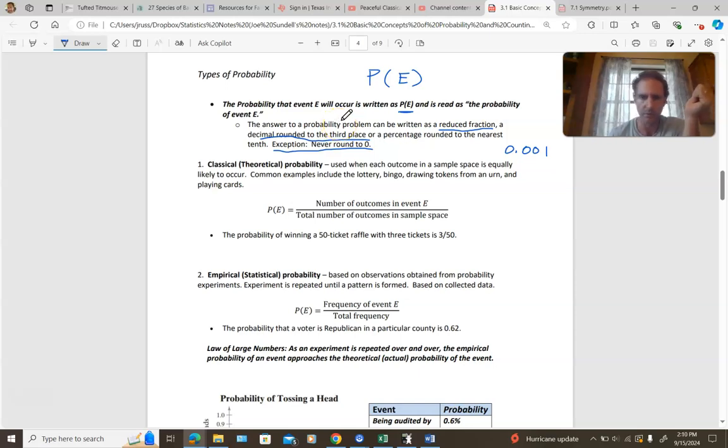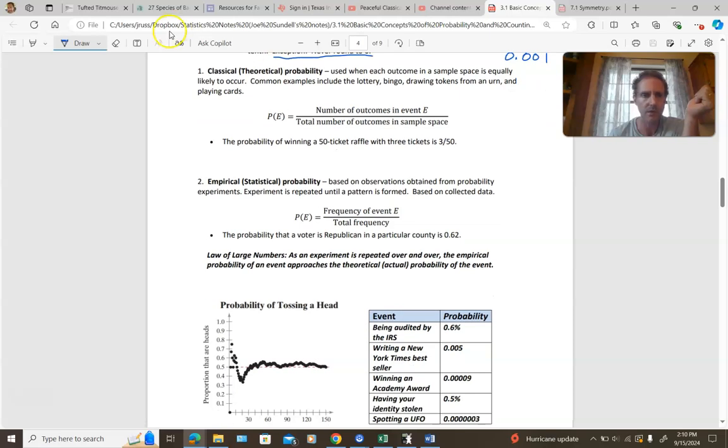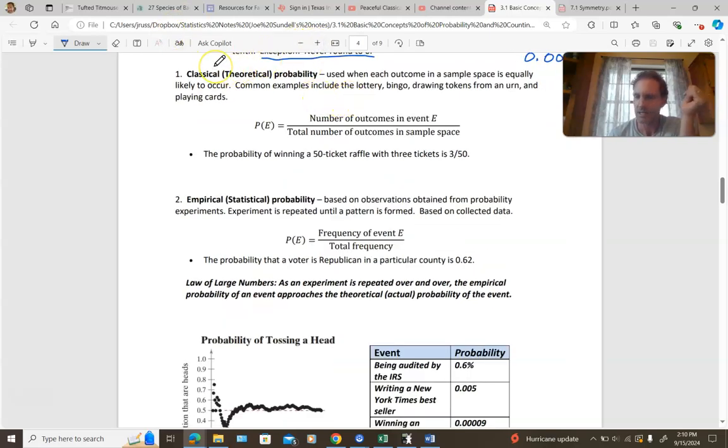So let's look at these three different approaches to probability. The first one here is the classical, also known as the theoretical approach. This approach is taken whenever each outcome in a sample space is equally likely to occur. An example of this would be rolling a die or flipping a coin. We can find the probabilities of events associated with those things using this theoretical approach, because each outcome is equally likely.